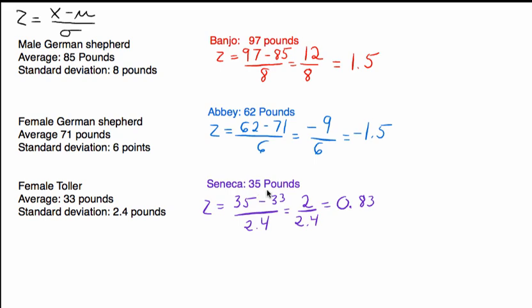What we notice is Seneca is closest to typical for her group. Her z-score is the lowest at 0.83. While Banjo and Abby actually have the same distance from the mean, they're 1.5 standard deviations. The only difference is Abby is below and Banjo is above, but they are both farther away from what is typical of their particular group than Seneca is. So z-scores, once calculated, allow us to compare different individuals that come from different demographics and make a more fair comparison, accounting for both the mean and the standard deviation.